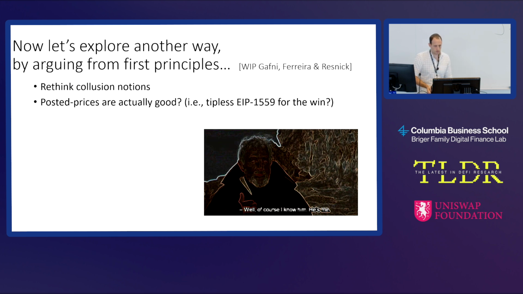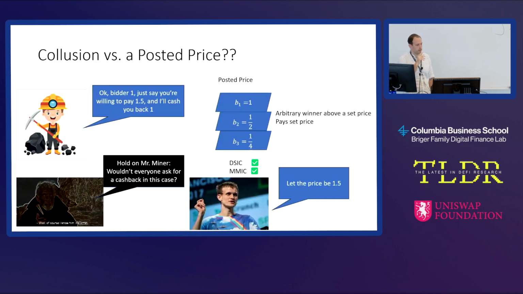But I'm going to now focus on our work, and our work starts from a basic rethinking of collusion notions. So let's go back to the example that I gave with the posted price. What happened in the example is that the miner observed that this block is going to be empty, and the miner said, okay, I don't want the block to be empty, so I'm going to arrange some way with the bidders to bypass the protocol.